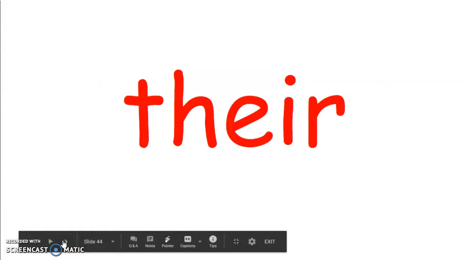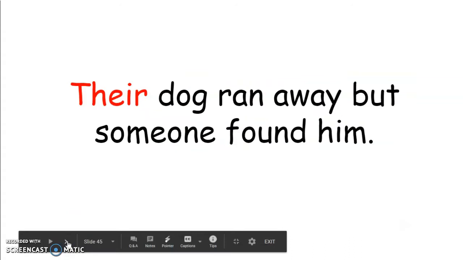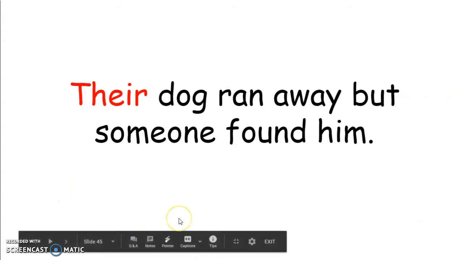The word is there. T-H-E-I-R, there. You probably heard this word already too, but let me help you with the meaning. We use this word when we're talking about something that belongs to a group of people. It's their item, it's their belonging. So my sentence that I wrote, I said, their dog ran away, but someone found him. So the dog belonged to the group of people or the family. It was their dog, it belonged to them. So we're going to work with that word for our next few activities.